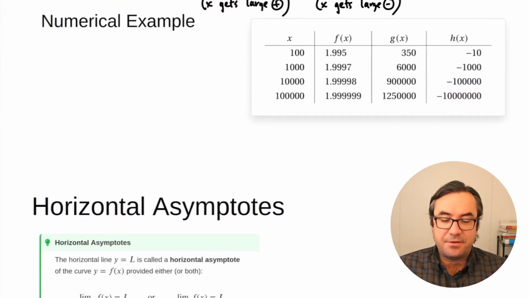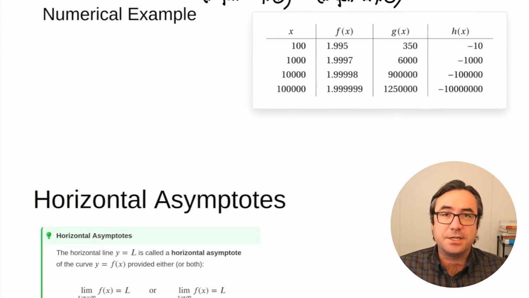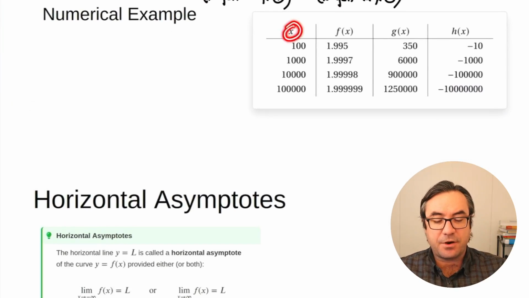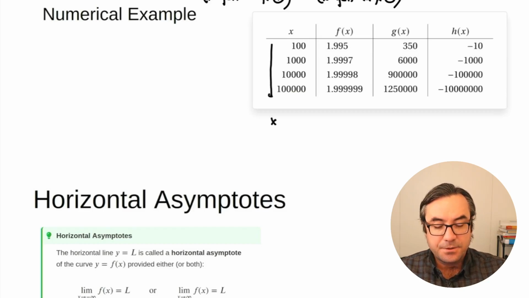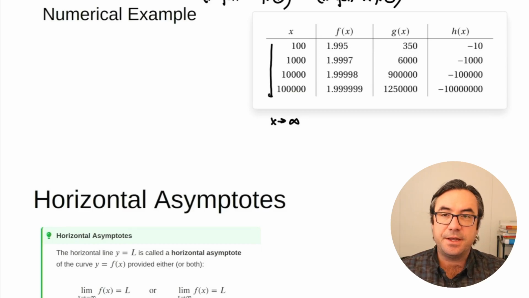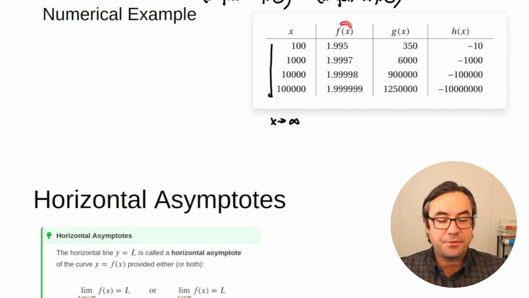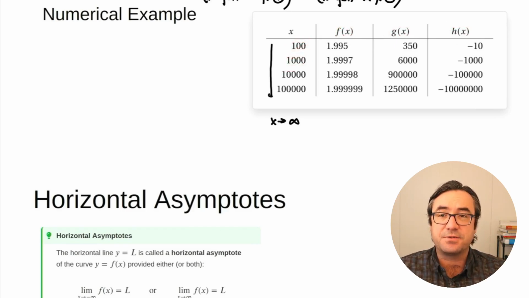So here we have a table of some different function values. And on this, we have our x values in the first column. So we're using values of x here that are getting larger and larger positive. As we read down this list, these values are getting bigger and bigger. So we say x is going to infinity. And we have 3 different functions, and the values for each of those functions at those specific x values.